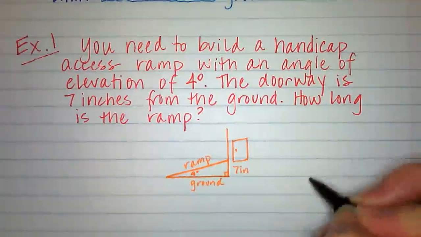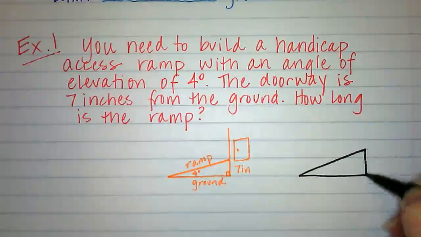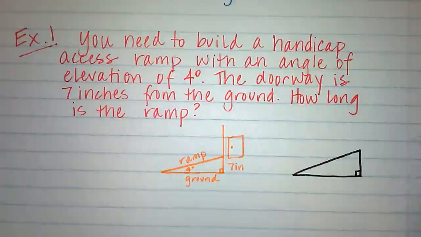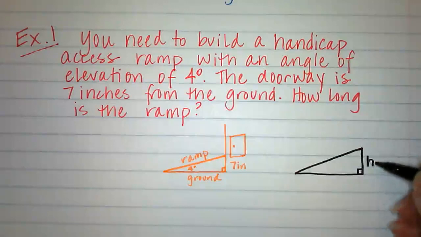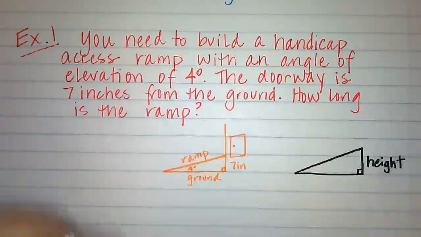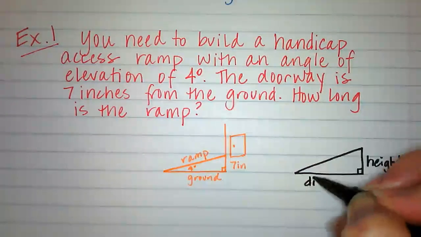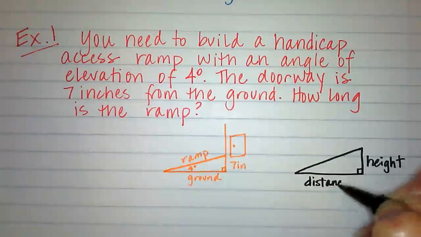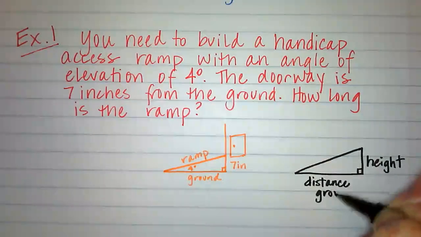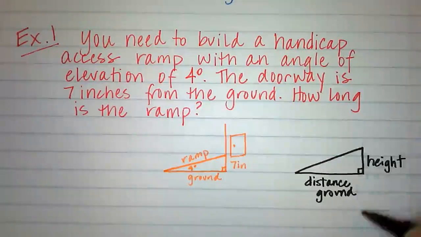So I'm going to sketch another one right out here. So if we were looking at this situation, so you know what each part represents, this would be the height. So the doorway is 7 inches off of the ground. This right here is going to be the distance along the ground. You could say it's the distance from the building.